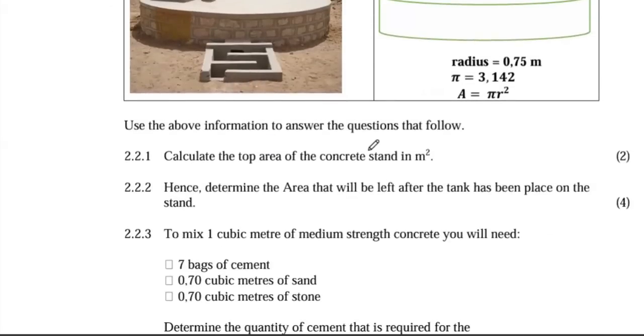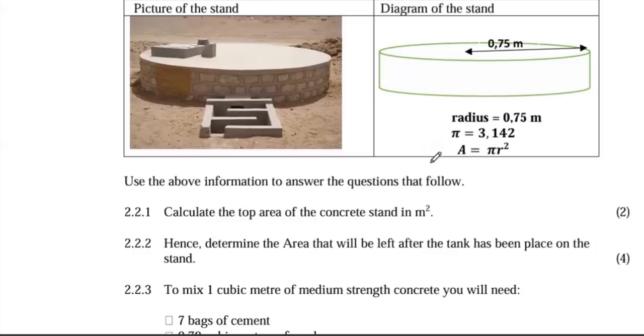Calculate the top area of the concrete stand in meters squared. This is a concrete stand. You're calculating the area. Area will equal 3,142 times 0.75 squared. So this is 1.77. These are meters squared.